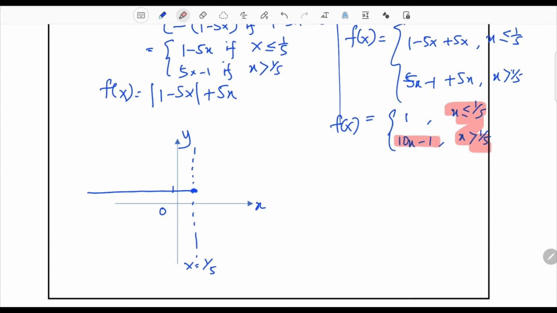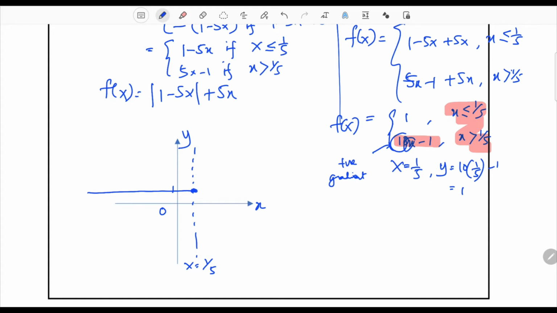If I substitute 1 over 5 inside here, you want to see whether the two graphs are connected or not. So 10 times 1 over 5 minus 1, we get 1. So it is connected. You can see that the gradient is positive, so it is slanting to the right. The graph should look something like this.